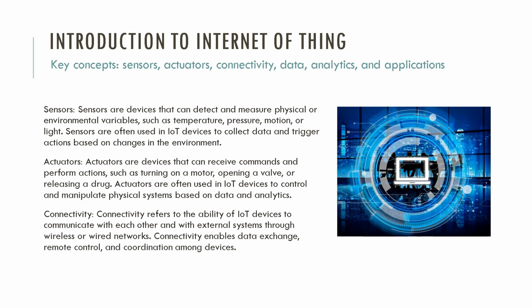Actuators. Actuators are devices that can receive commands and perform actions such as turning on a motor, opening a valve, or releasing a drug. Actuators are often used in IoT devices to control and manipulate physical systems based on data and analytics. Connectivity. Connectivity refers to the ability of IoT devices to communicate with each other and with external systems through wireless or wired networks. Connectivity enables data exchange, remote control, and coordination among devices.